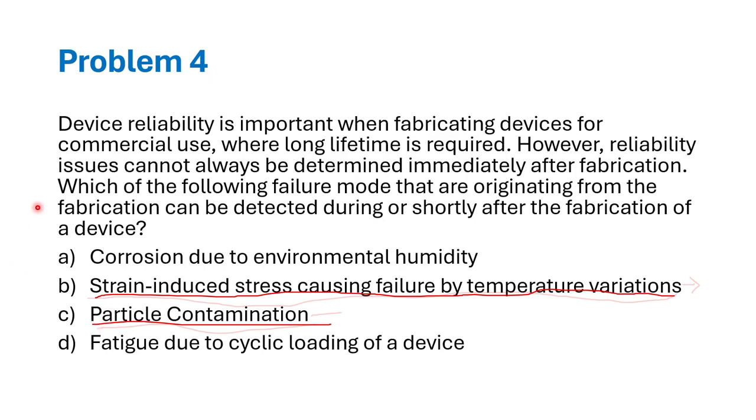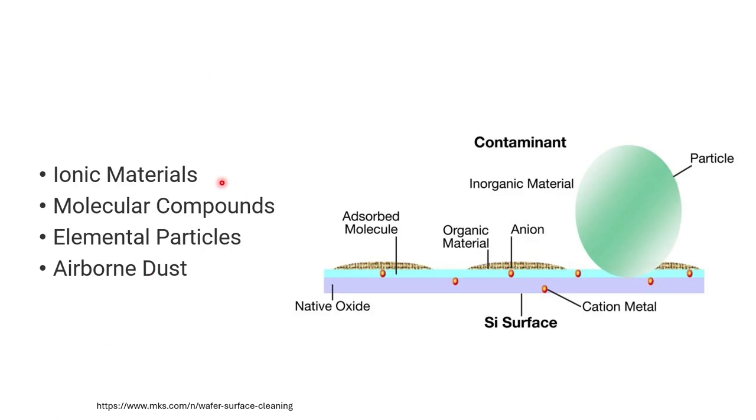So in the process of fabrication we may have temperature variation, but we cannot say that the device has failed due to temperature variations. But particle contamination is one which we can easily find out. The reason is that there are different types of particle contamination. Some of them are ionic materials, molecular compounds, elemental particles, and airborne dust.